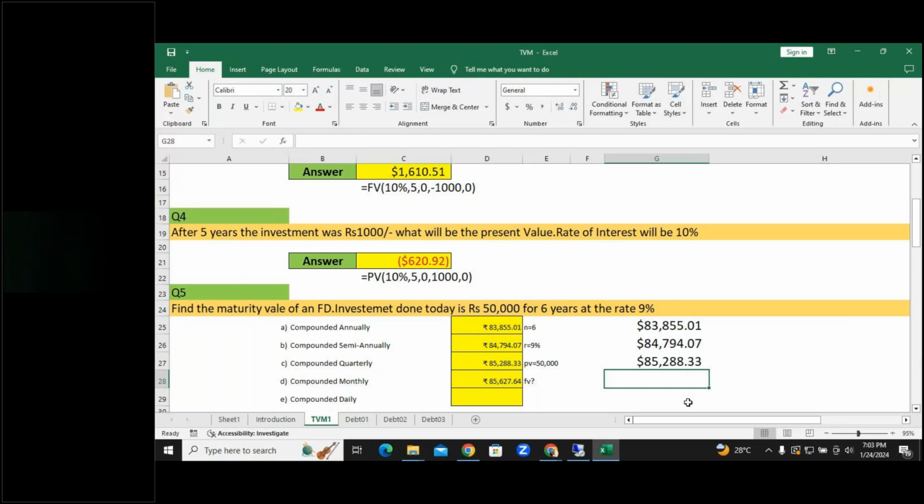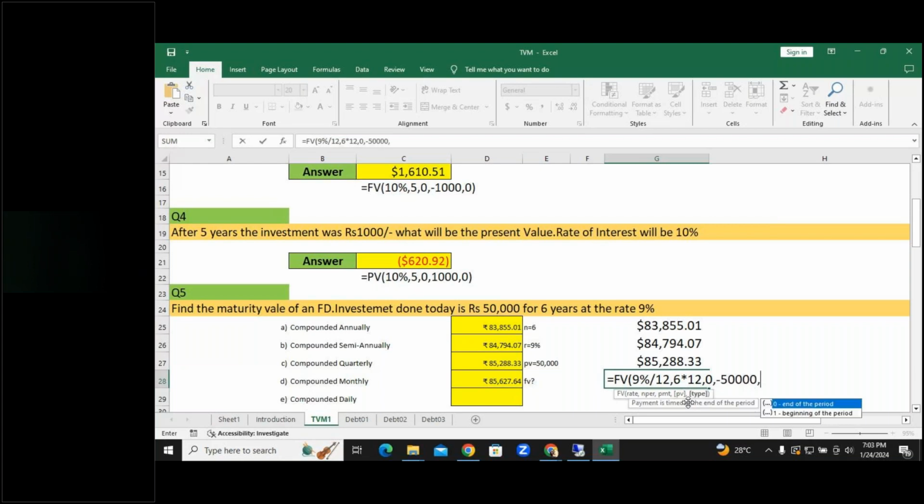So if it is compounded monthly, it will be equals FV, open the bracket, rate is 9%. Compounded monthly means in a year there are 12 months. So 9% divided by 12, comma 6 multiplied by 12, comma PMT is 0, comma minus 50,000, comma I wanted to check it for end of the period.